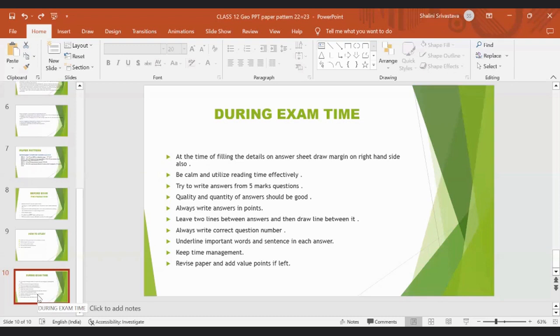Underline important words and sentences in each answer. Keep time management. You should complete your paper in 2.5 hours. That half hour you should keep for revising and adding the things you have forgotten. Then revise the paper and add value points if left. That is all you have to do during the exams.